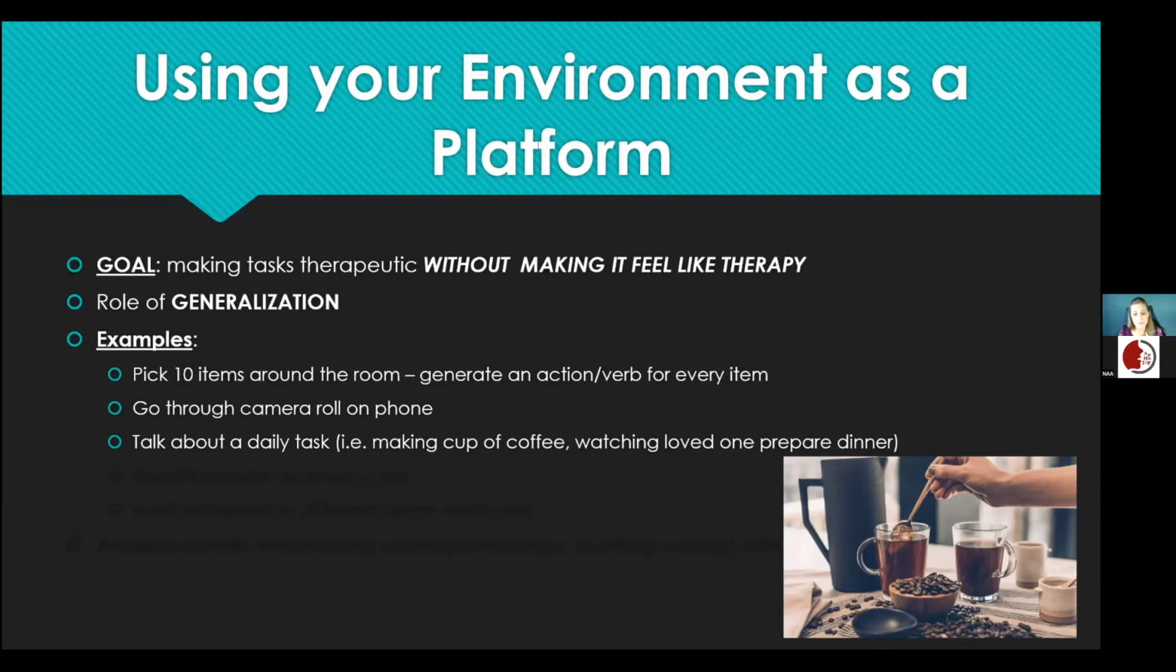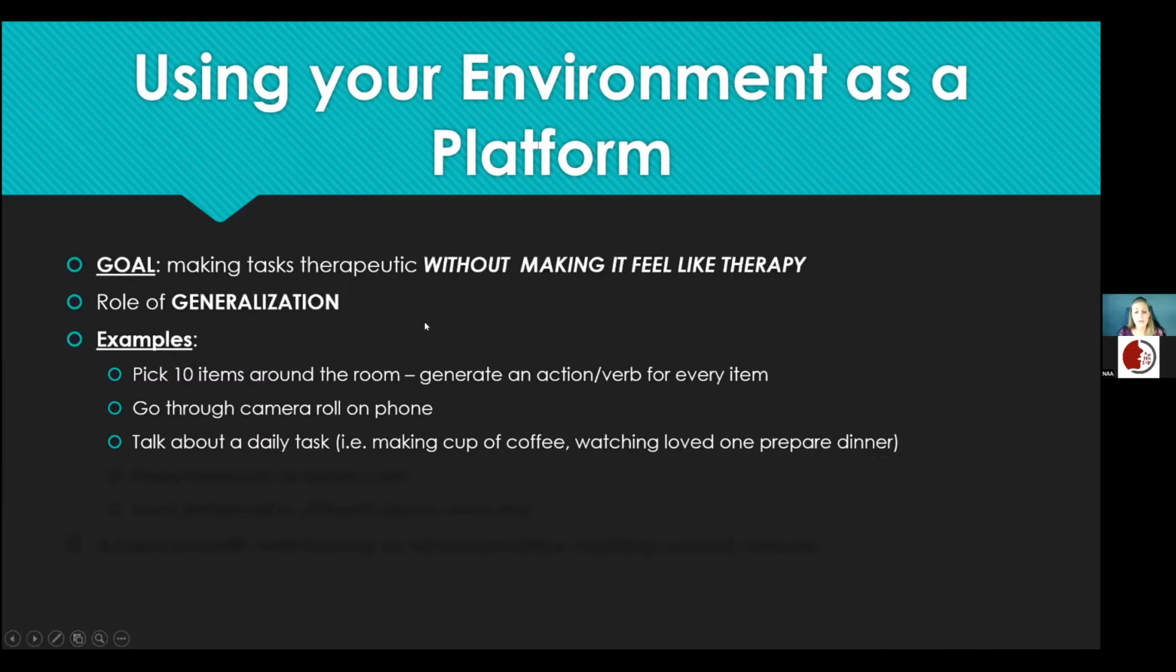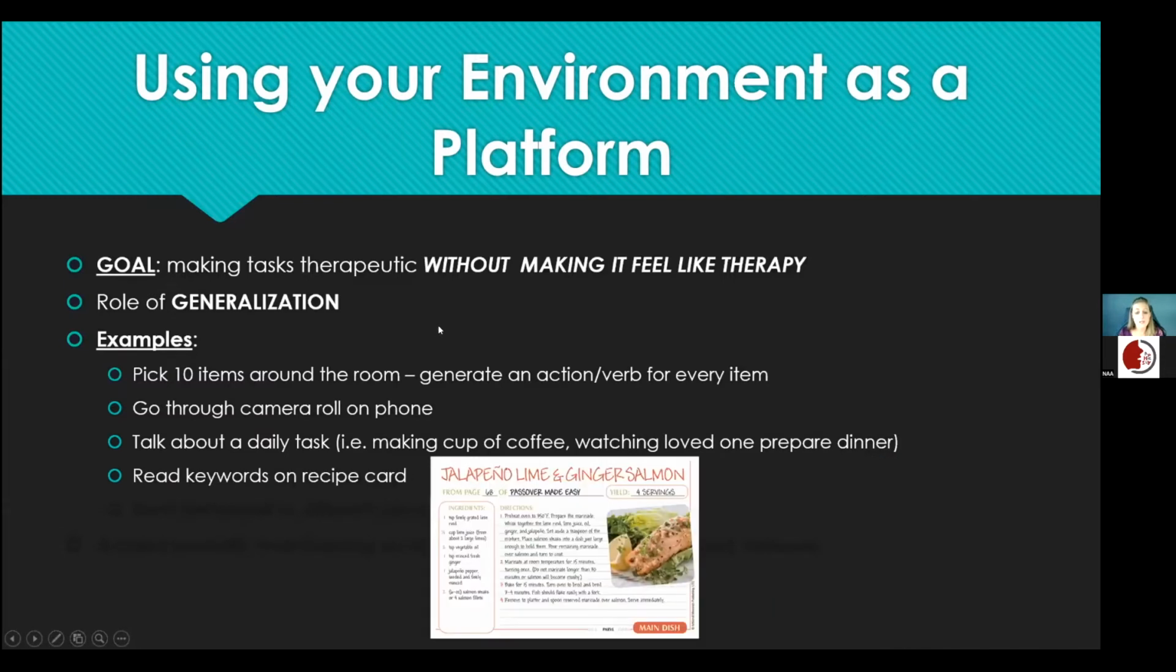It's happening right there in front of you. You can also talk about the ingredients being used in the recipe. You know, attempt to read some of the keywords on the recipe card or in the cookbook, or even the nutritional facts. I thought this recipe kind of sounded fun. So again, you don't have to read the whole recipe card, but pull out a word or two and see if you can read it. Or perhaps highlight some of the verbs and talk about those.